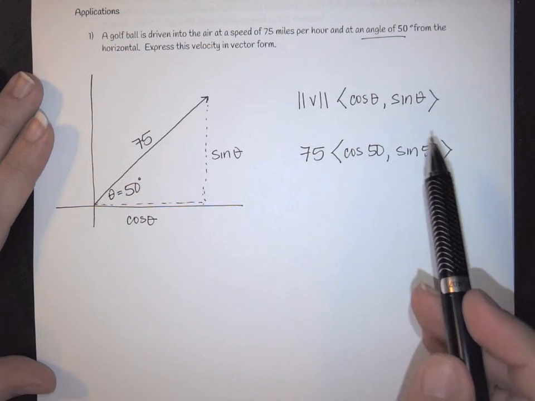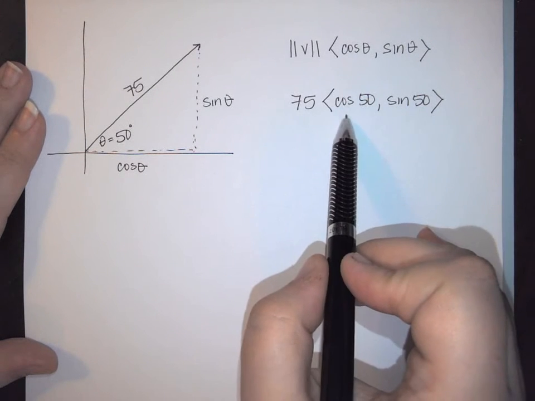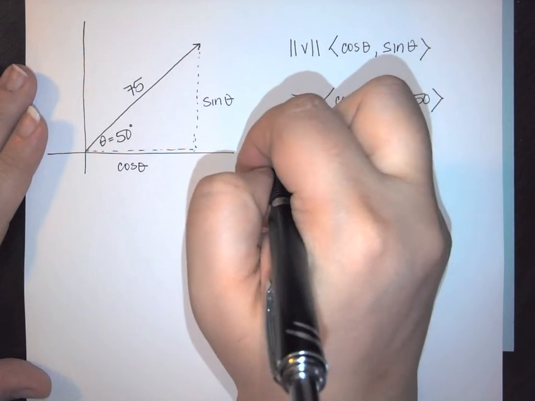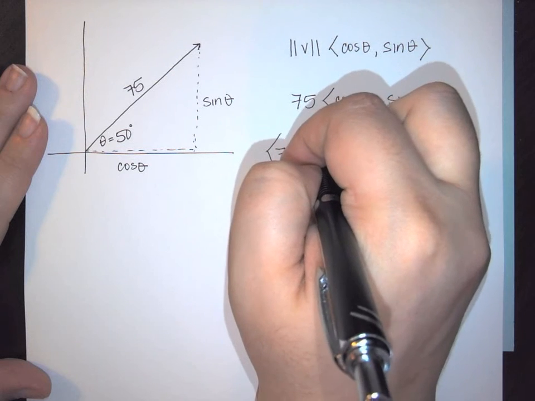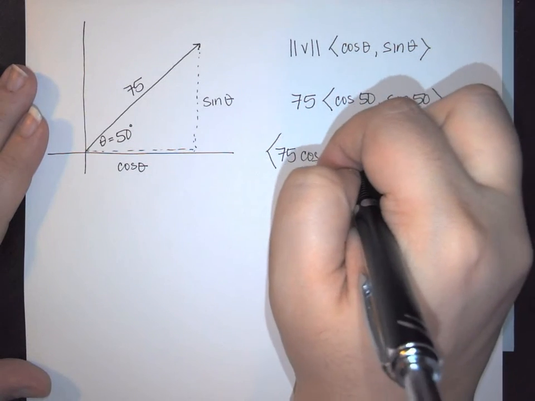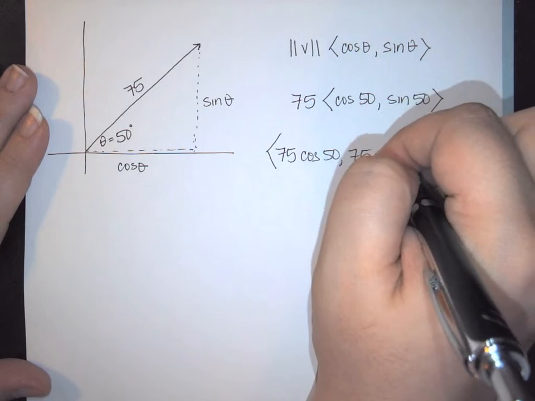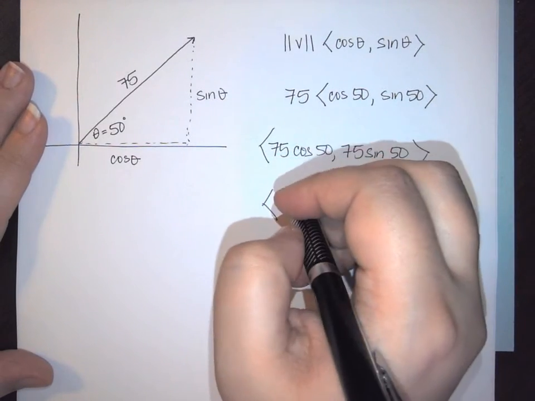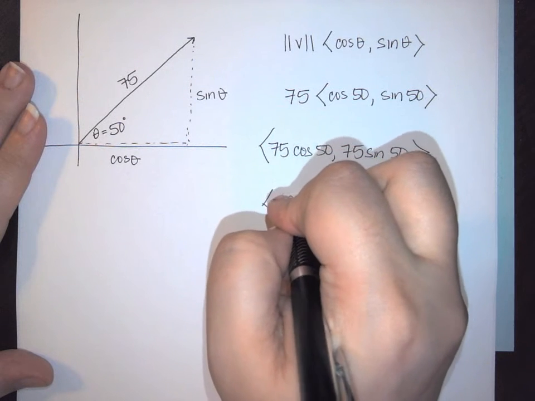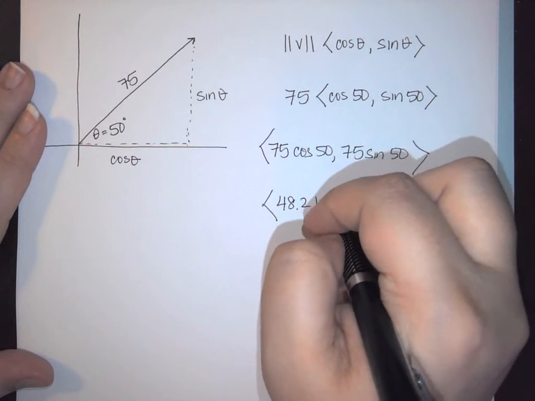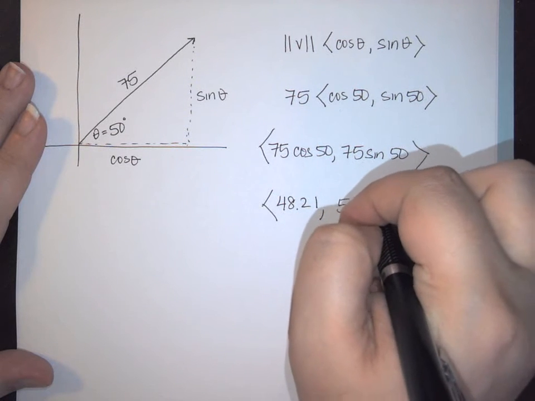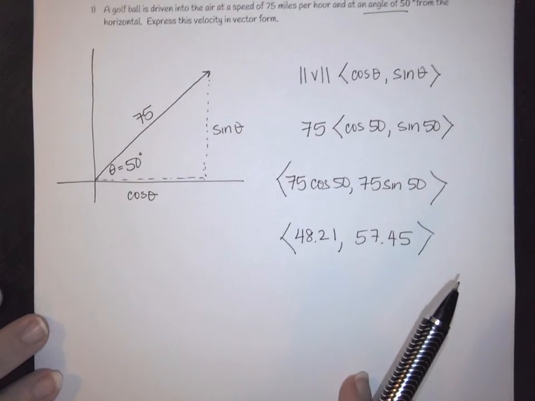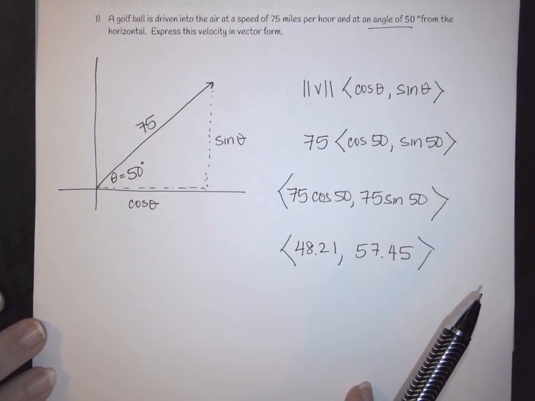You have to actually do the math here, which means you would evaluate the cosine at 50 and multiply it by 75. It means your component is going to be 75 times the cosine of 50 and 75 times the sine of 50. Now in this case, that's going to give us decimals. So here what we're going to end up with is roughly 48.21 and 57.45. Now that would be the component form of your velocity. Okay, pretty simple.